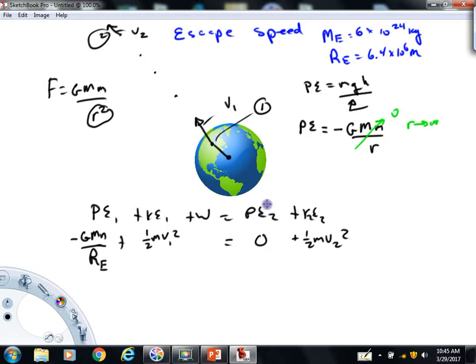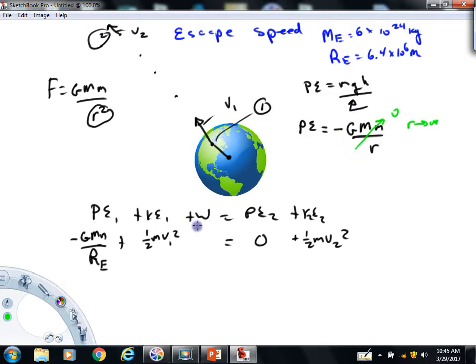And again, very important to realize why, because the potential energy is minus G, big M, little m over R. But for position 2, the R, which is this distance to this object, is basically infinitely large. It's getting bigger and bigger and bigger, and then that fraction goes to 0.